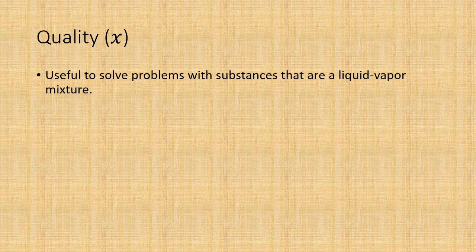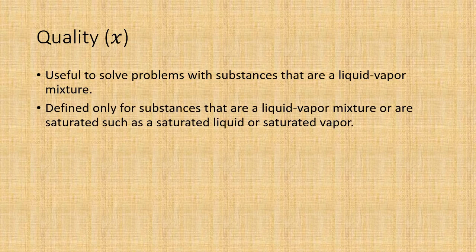Next, we need to understand quality. It is a useful ratio that will help us solve problems with substances that are a liquid-vapor mixture. It is only defined for substances that are a liquid-vapor mixture or are saturated, such as a saturated liquid or saturated vapor. Quality is equal to the mass of the vapor or gas in the system, mg, divided by the total mass, mt, where mt is the sum of the liquid mass, mf, and vapor mass, mg.